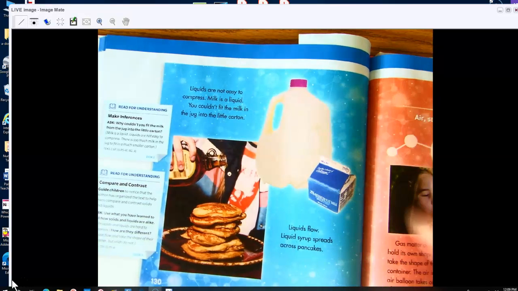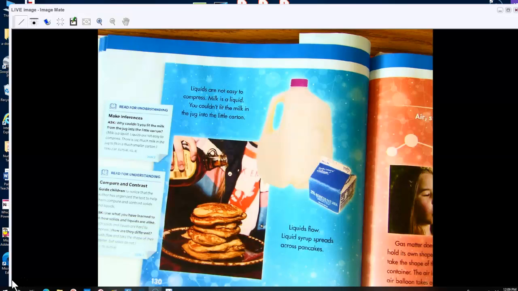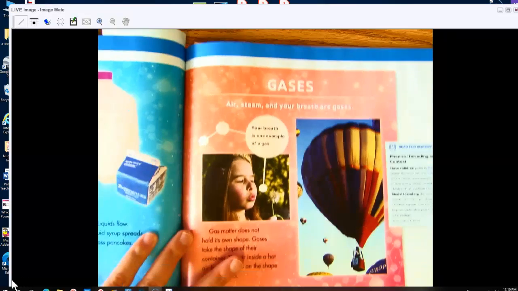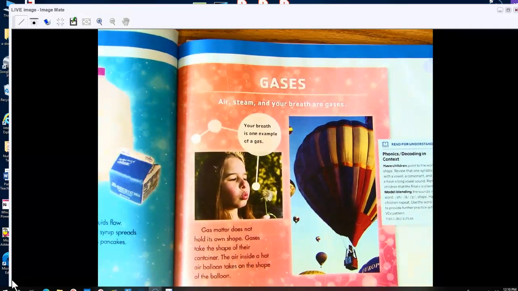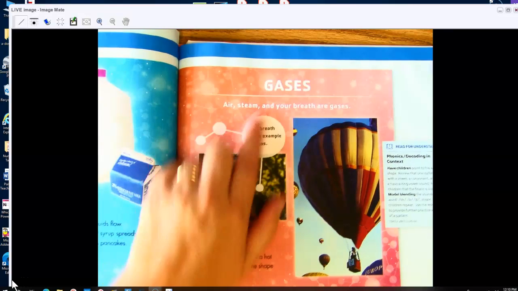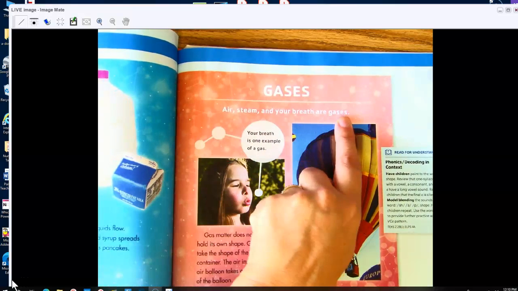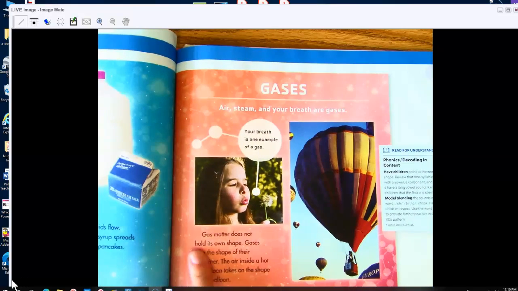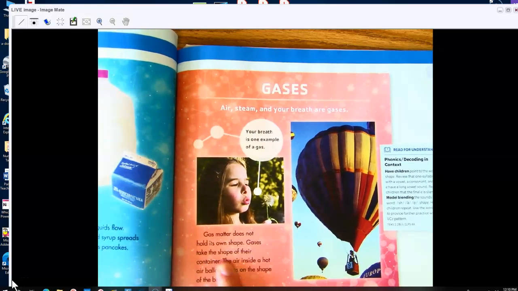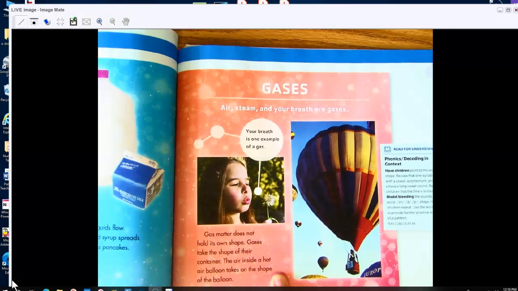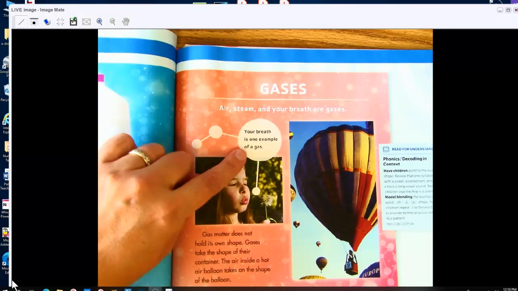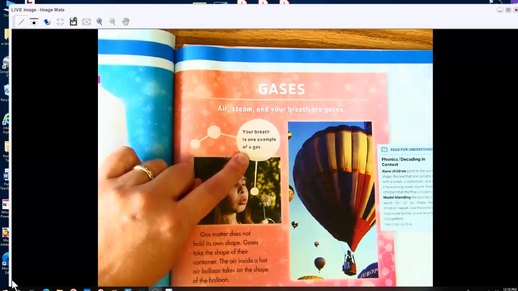Okay, now we're going to a new heading. So what am I going to learn about now? What new word am I going to learn about now, Heather? Gases. There's my heading. And it says air, steam, and your breath are gases. Gas matter does not hold its own shape. Gases take the shape of their container. The air inside a hot air balloon takes on the shape of the balloon. Your breath is one example of a gas.